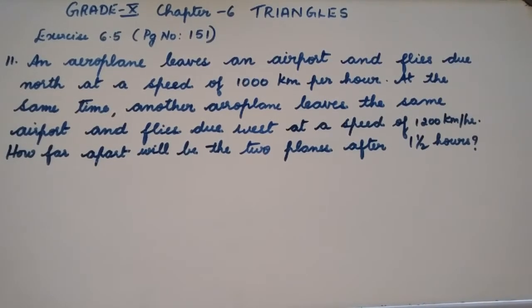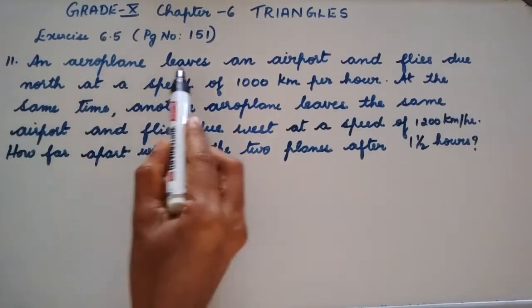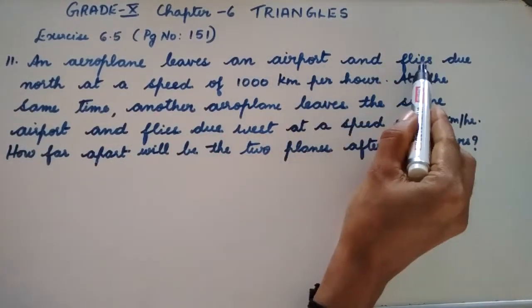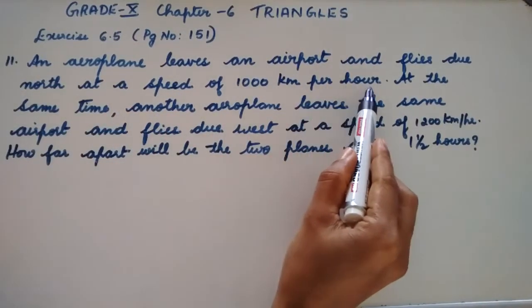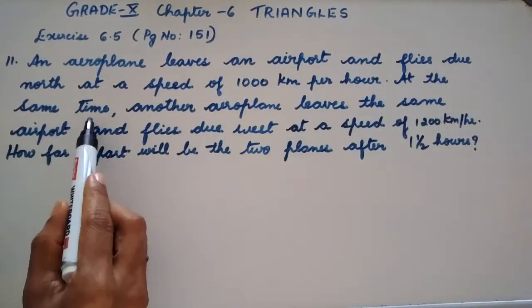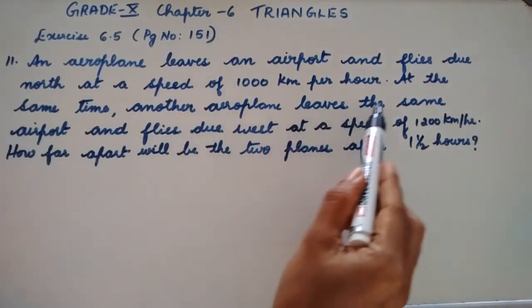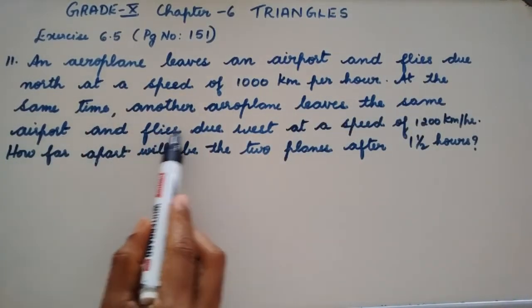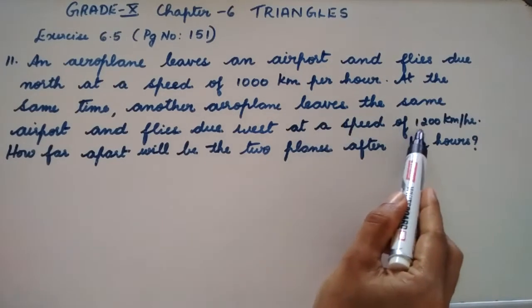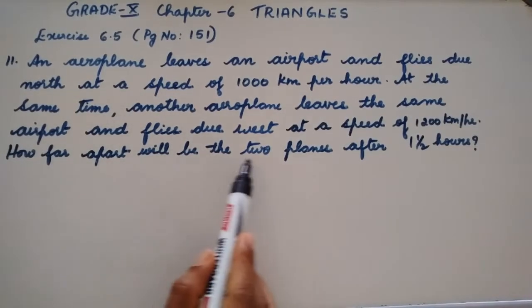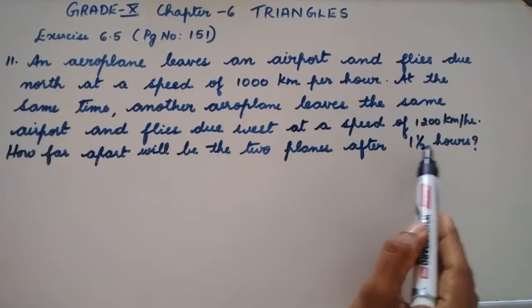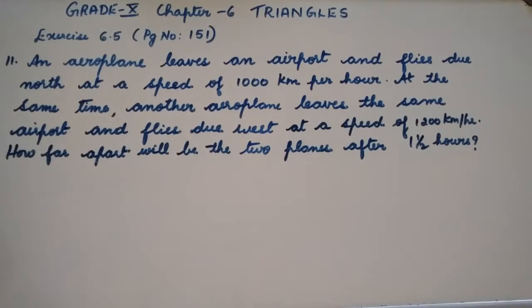Question number 11. An aeroplane leaves an airport and flies due north at a speed of 1000 km per hour. At the same time, another aeroplane leaves the same airport and flies due west at a speed of 1200 km per hour. How far apart will be the two planes after 1.5 hours?